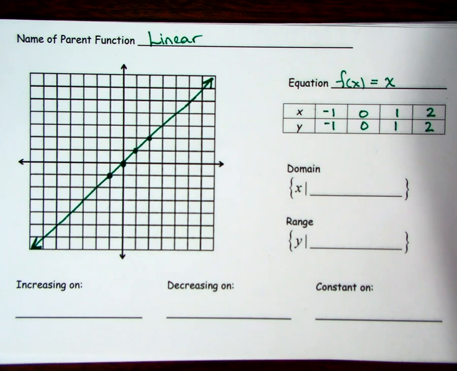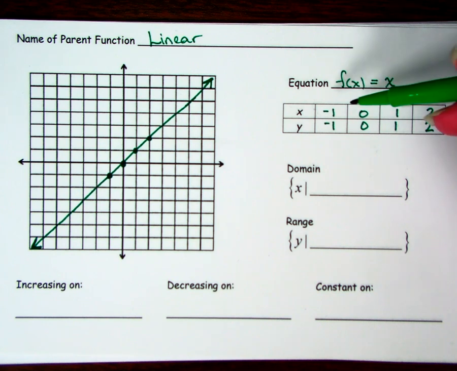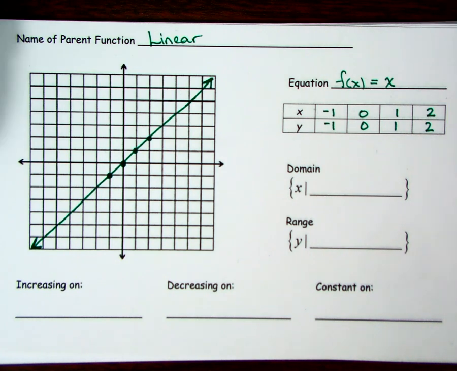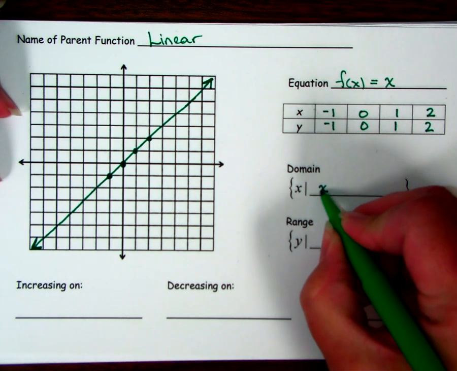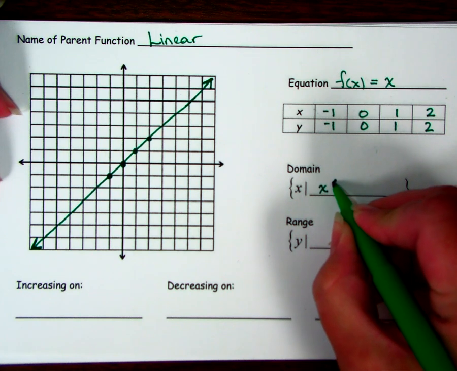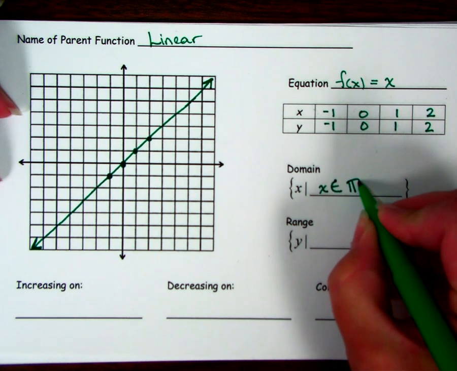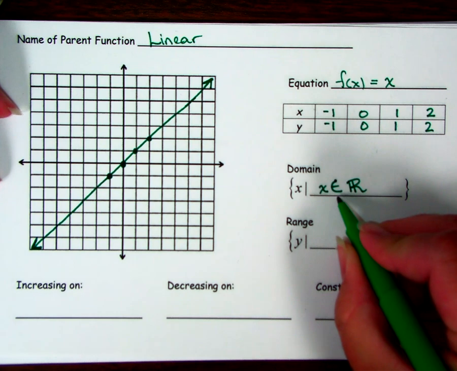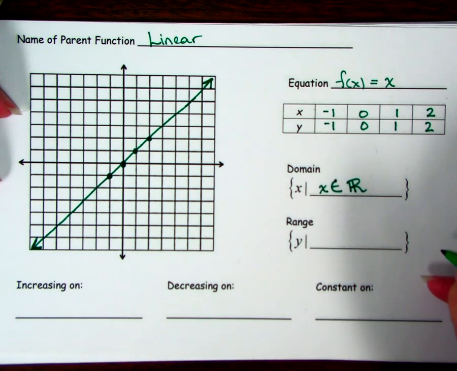Now the domain is the set of all x's that we're allowed to put into this equation. So really, I could take any x value I want to and put it into this equation, and it would give me a y value to go along with it. So I would say that the x values are any real number. The way we indicate that is we say x belongs to the set of reals.